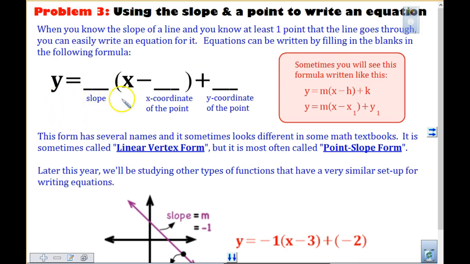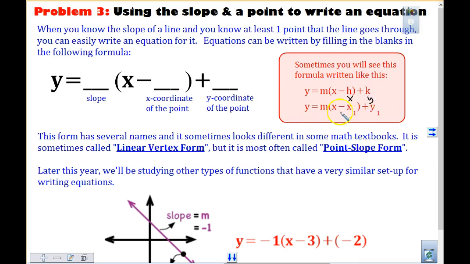So we're going to have y equals, it's always going to be the slope. Then you're going to put a parenthesis, you're going to put x, and you're going to give me the x coordinate. So when we are given a coordinate, you're going to know those two points, and then plus the y coordinate. You want to keep the parentheses. So it says sometimes you will see this formula written like this. Y equals m, and then it'll have parentheses x minus h plus k. This is still the x coordinate, okay? So this h is still the x coordinate, the k is still the y coordinate.